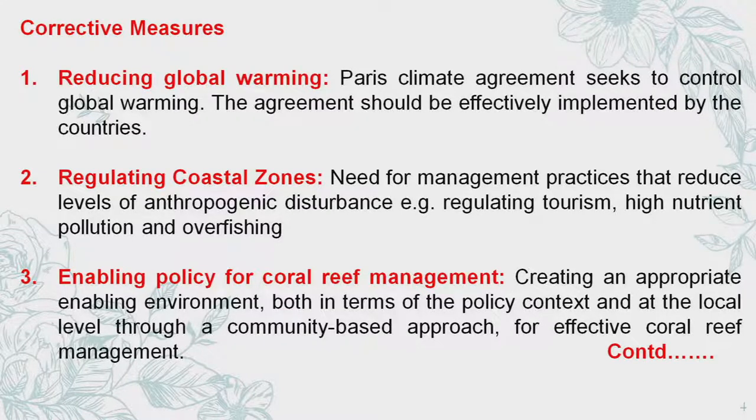Parallelly, overfishing also should be regulated. So all these are the regulation of coastal zone. Then enabling policy for coral reef management. So you can create some new technology like what I said in the last class, bio rock.